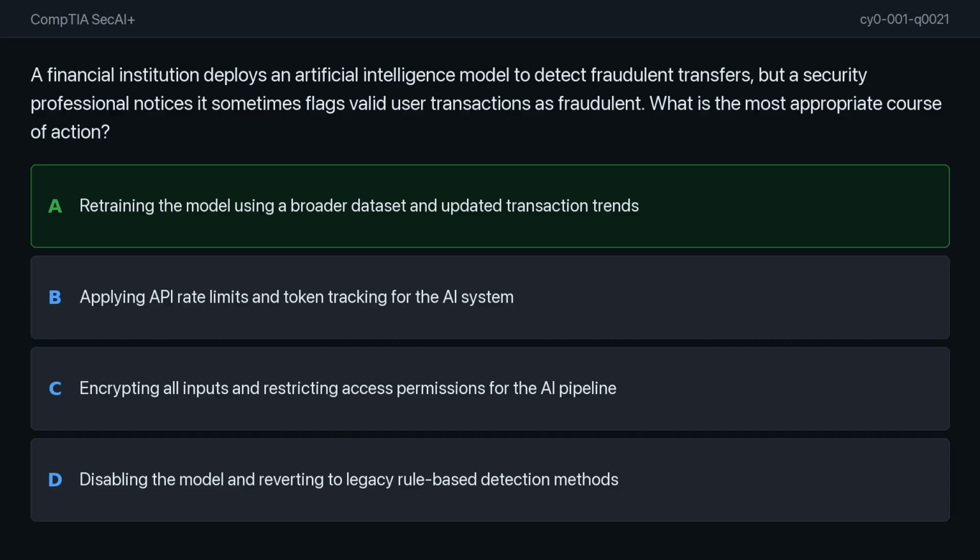Option B focuses on applying API rate limits and token tracking, which addresses API consumption and resource exhaustion rather than model accuracy. Option C involves encrypting inputs and restricting access controls, which relates to data security and privacy, but does not impact false positive rates. Finally, option D suggests rolling back the model entirely, which is an overreaction that discards the benefits of advanced machine learning detection when retraining is a standard remedy.